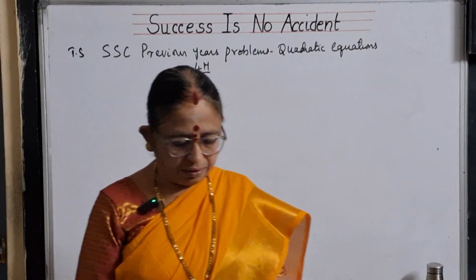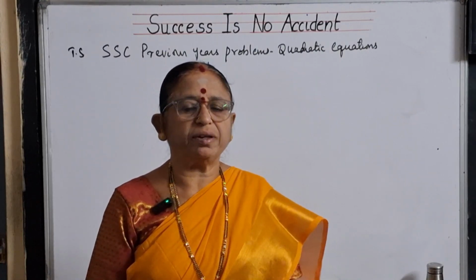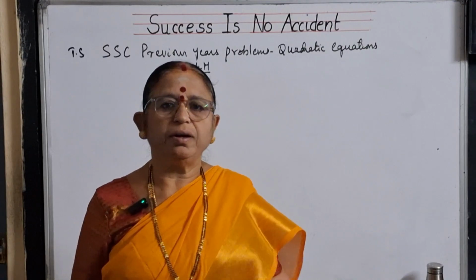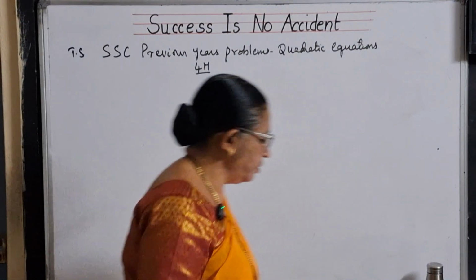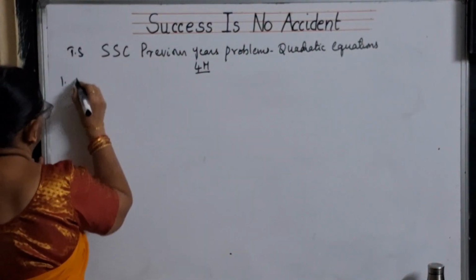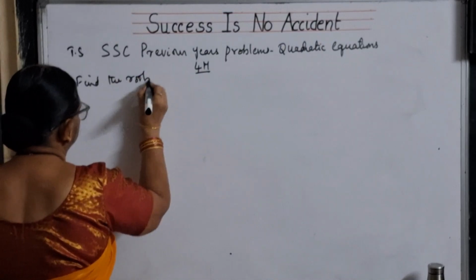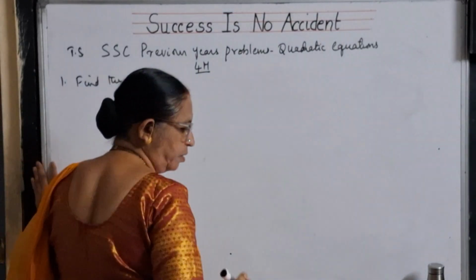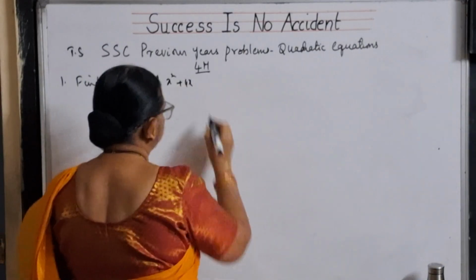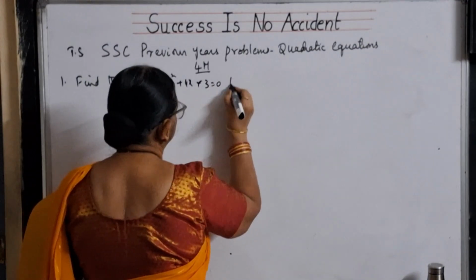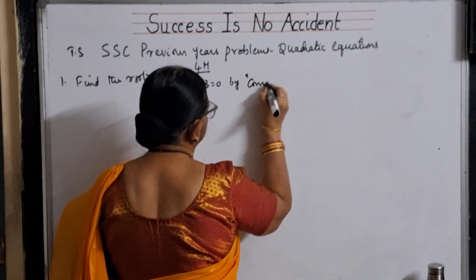Today I am doing SSC previous year's questions, 4 marks questions. 2 marks I have completed in quadratic equations. Now I am doing 4 marks questions. So the first question is: find the roots of x square plus 4x plus 3 is equal to 0 by completing square method.